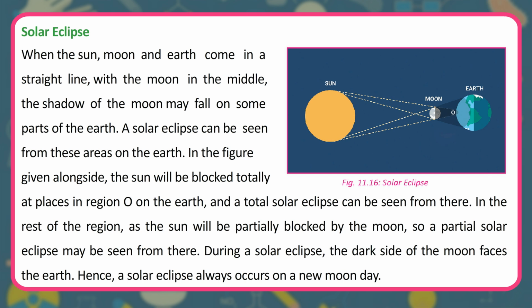During a solar eclipse, the dark side of the moon faces the earth. Hence, a solar eclipse always occurs on a new moon day.